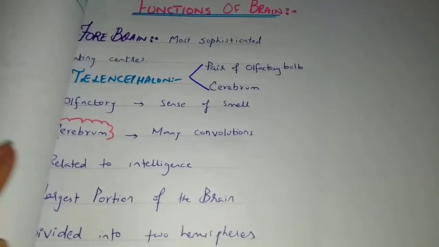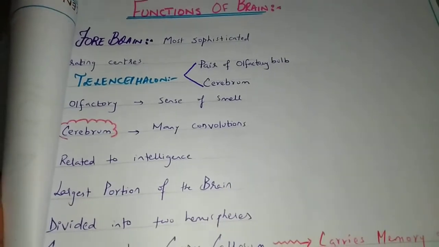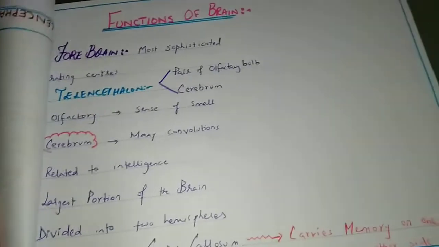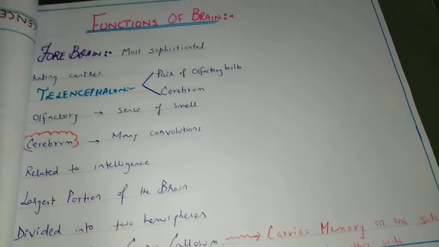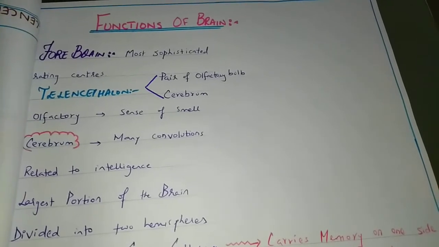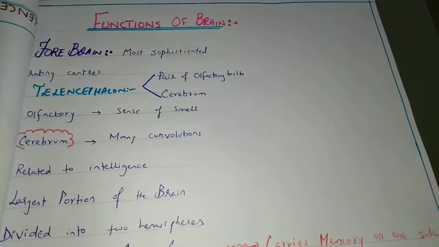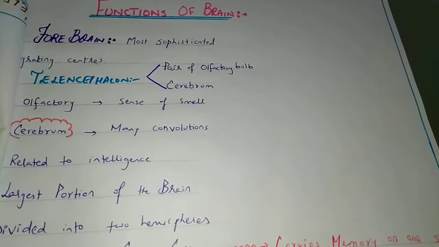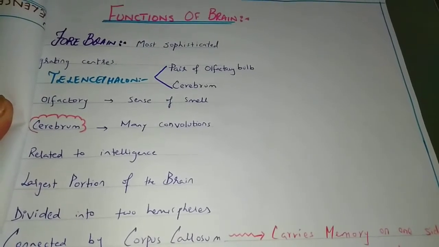So the basic topic today is function of the brain. You have studied the parts. We have divided the brain into three parts: forebrain, midbrain and hindbrain. The forebrain is the most sophisticated, integrating region of the brain. It is divided into two parts: telencephalon and diencephalon.